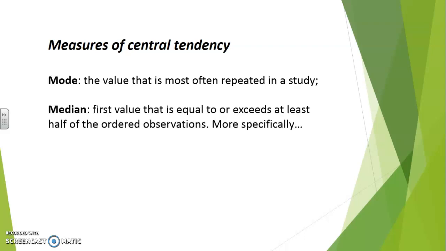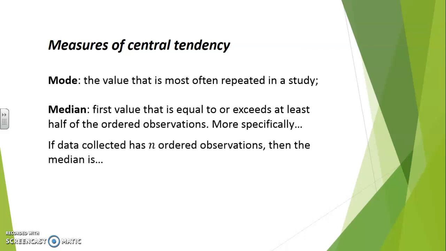The median is the first value that is equal to or exceeds at least half of the ordered observations. Actually, we can think of it usually as the value that splits the ordered observations into 2 groups, those that are below it and those that are above. But more specifically, if data has collected n observations, then the median can be specifically located at the following position.